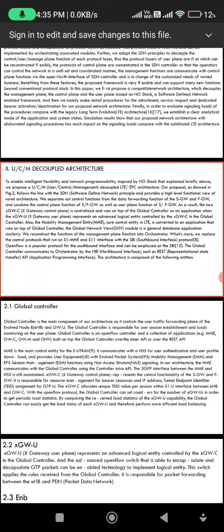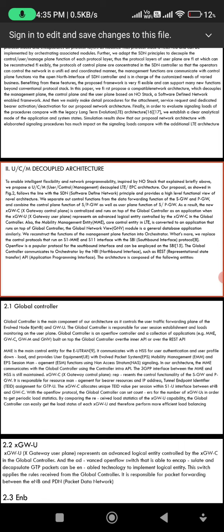To enable intelligent flexibility and network programmability inspired by NoStack, which was explained briefly, we propose a U, C, M decoupled LTE EPC architecture. Our proposal, as shown in figure 2, follows the line of the software defined network principle and provides a high level functional view of the novel architecture. We separate out control functions from the data forwarding functions of the SGW and PGW and combine the control plane functions of the SGW and PGW as well as the user plane functions of the SGW and PGW.